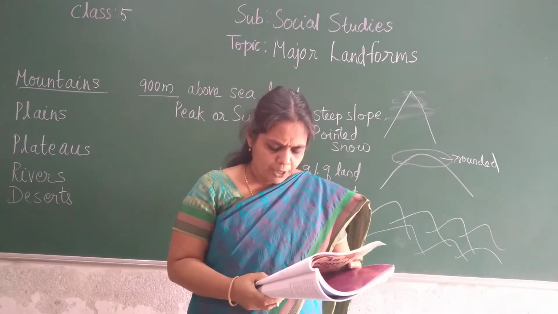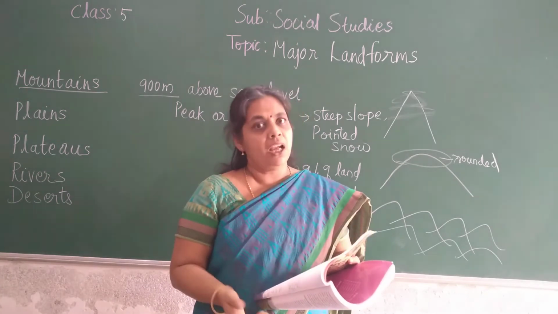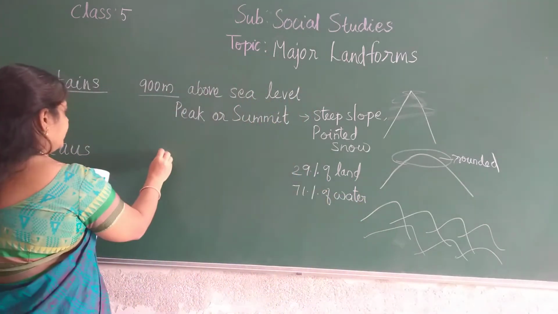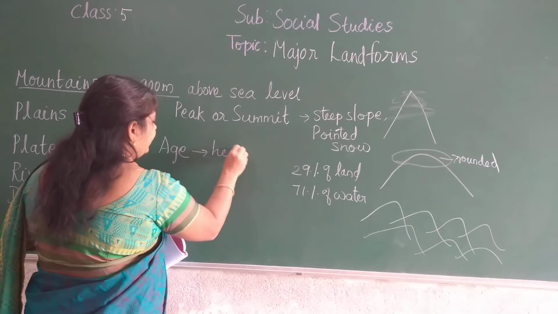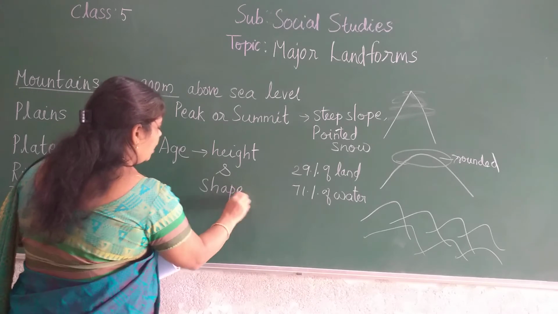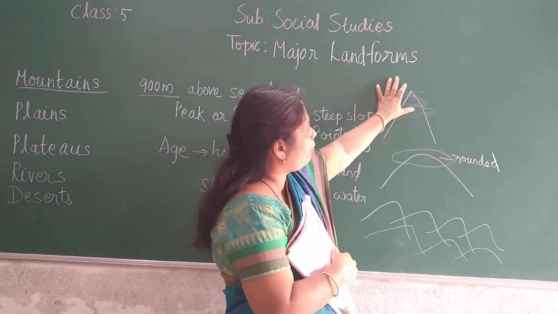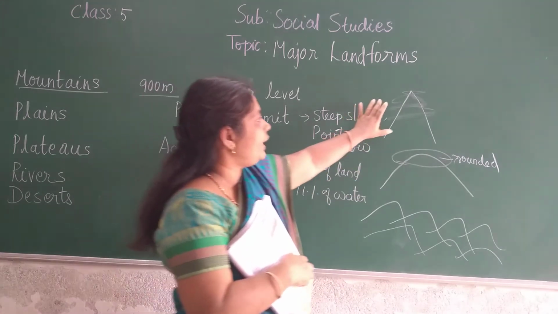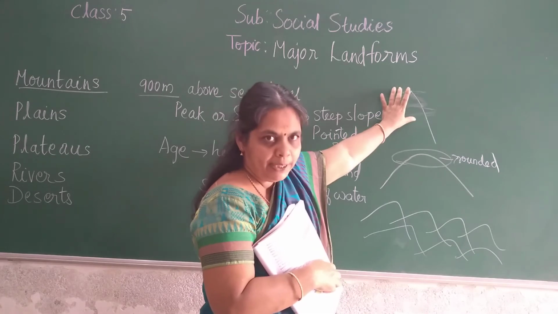And then one more thing we can tell is the age, children: which mountain is formed recently and how old that mountain is. What is required to tell the age of a mountain is the height and shape of the mountain. This one is very pointed, and this is rounded at the top like this. If they have a pointed peak and steep slope, that means they are young mountains, children.